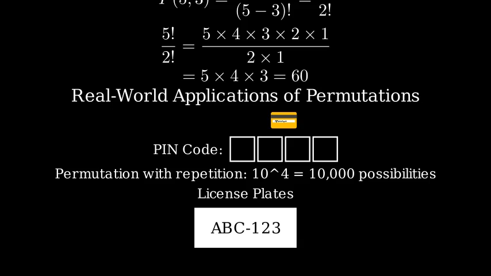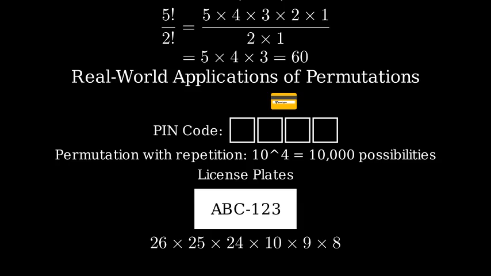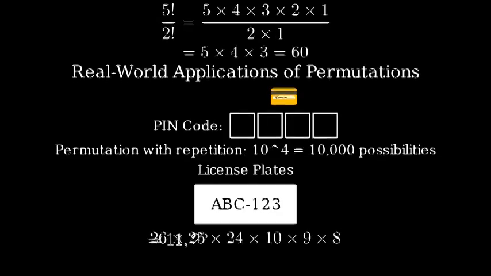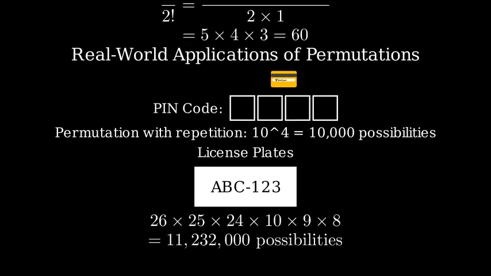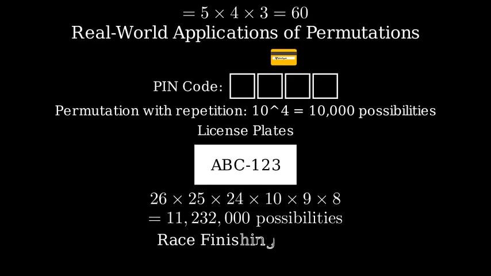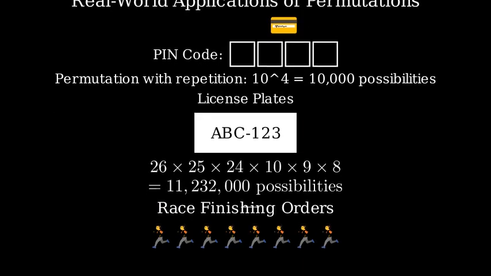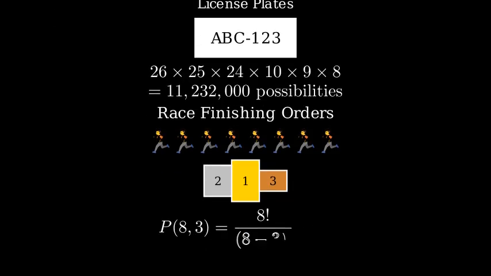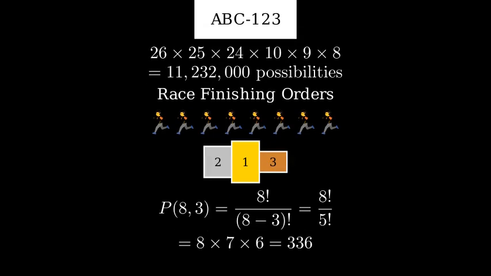For example, if a license plate consists of 3 letters followed by 3 digits with no repetitions in either the letters or digits, we would calculate this as 26 times 25 times 24 for the letters, multiplied by 10 times 9 times 8 for the digits. This gives us over 11 million possible license plates. In competitions like a race with 8 participants, permutations determine the number of possible orders for the top 3 finishers. Using our formula for r-permutations, that's P(8, 3), which equals 8 factorial divided by (8 minus 3) factorial, which is 8 factorial divided by 5 factorial. This gives us 8 times 7 times 6, which equals 336 possible podium arrangements.